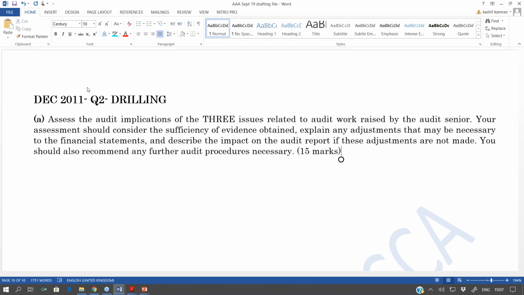See what the question is saying. Assess the audit implication of the three issues. So we have three issues in the case study. So we need to assess the audit implication of the three issues related to the audit work raised by the audit senior. Assess. Now, is the examiner telling us what we should assess? Then the examiner says after the full stop, your assessment should consider. So is the examiner giving us the breakup of assess? Assess the implication of the three issues, right? But what should we assess? The examiner is saying your assessment.